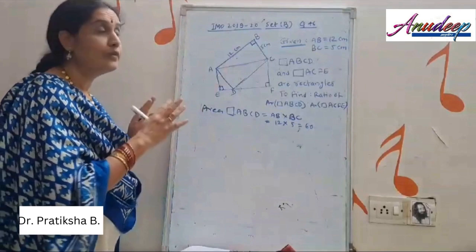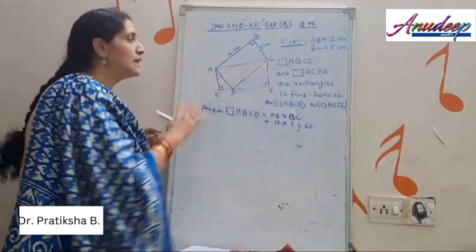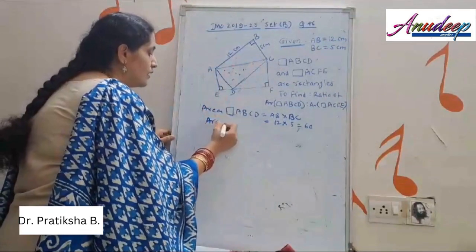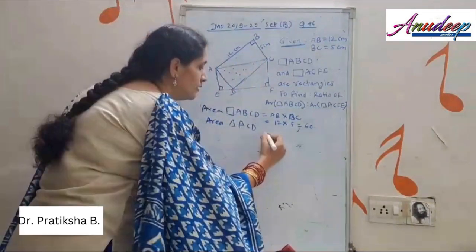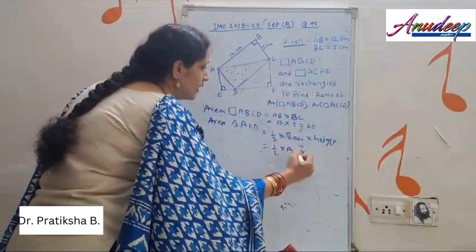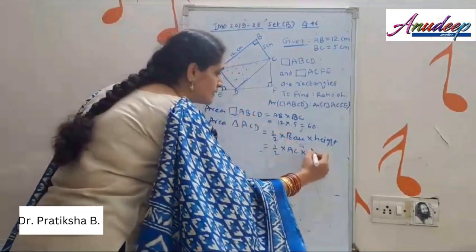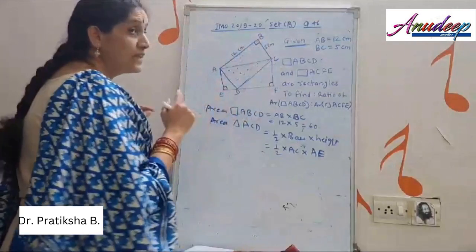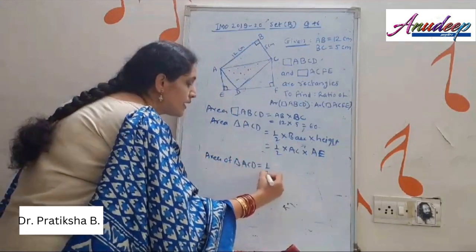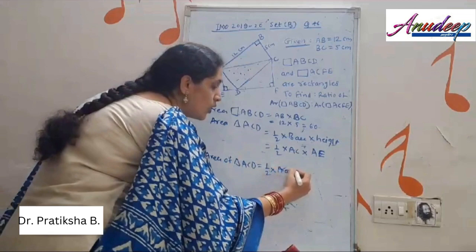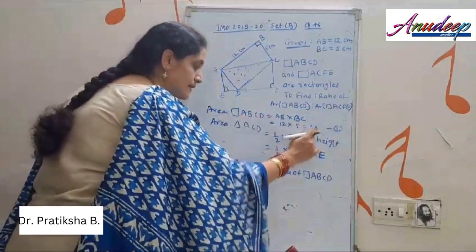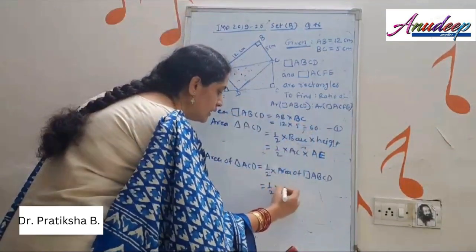AC is the diagonal of rectangle ABCD, and this line AC is dividing this rectangle into two equal parts. If I want to find out the area of triangle ACD, it should be equal to half into base into height. Base is AC and height, a perpendicular line, that is AE. AC is dividing this rectangle into two equal halves. Area of triangle ACD is half of the area of rectangle ABCD. Area of rectangle ABCD is 60, so it is equal to half into 60.